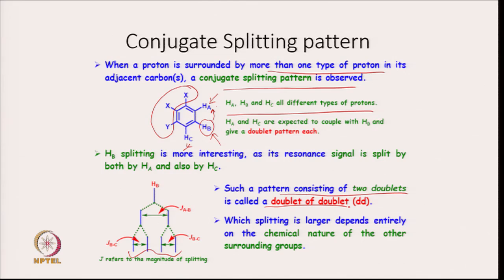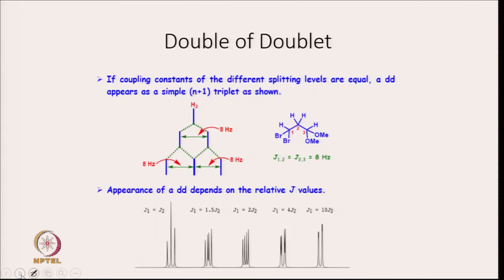Which splitting is larger depends entirely on the chemical nature of the other surrounding groups. So, whether J_AB is higher or J_BC is higher will depend on the chemical nature of the other surrounding groups. If the coupling constants of the different splitting levels are equal, a doublet of doublets will appear as a simple n plus 1 triplet. So, look here, this second one, J12 is equal to J23 if you take this molecule.